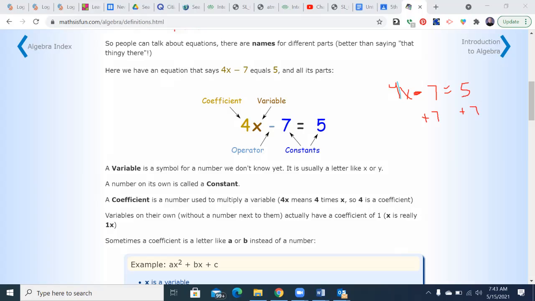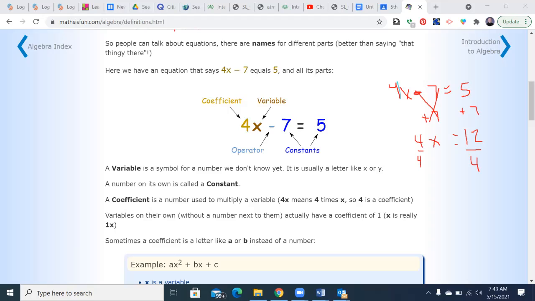So when I do something like this, 5 plus 7 is 12. This will get erased because they undo each other. And now I have 4 times x equals 12. Well, this is multiplication. So what's the opposite of multiplication? I divide. So I divide 4 by 4, and I divide 12 by 4.